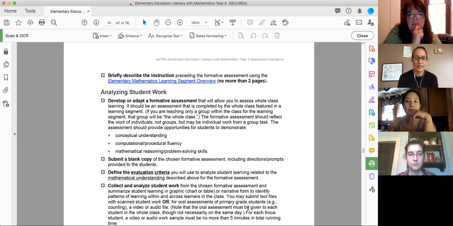Okay, so let's see, then we will analyze student work. So you did all that, and now you're going to analyze student work. The interesting thing here that has changed from the past handbooks is that it says develop or adapt a formative assessment, because a lot of schools have had our student teachers use a curriculum that they're following. And so our students haven't always had the ability to create their own assessments.